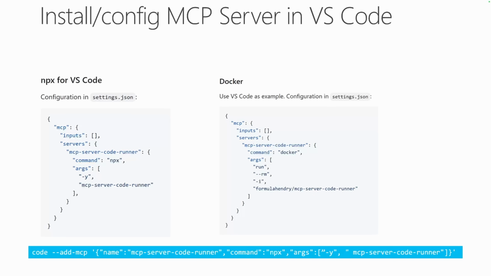And also we have the command line. We can use code with the add MCP command, passing all the information, the name, the command, etc., and the parameters. And this will do exactly the same that we had done manually, just copy and pasting in the settings JSON file, but it will do it directly.